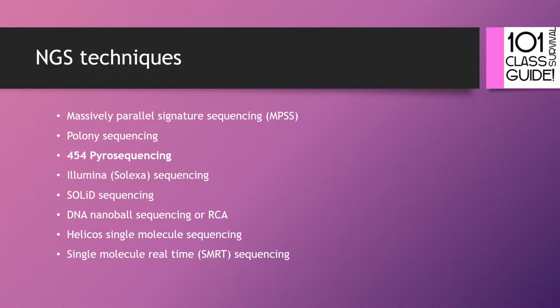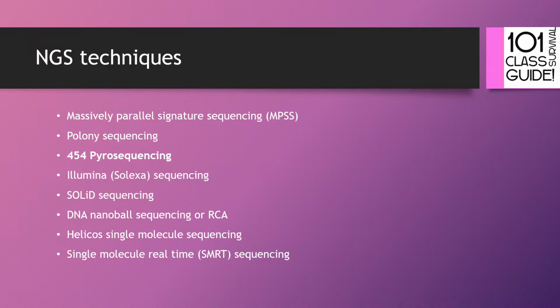454 pyrosequencing will be discussed next. Illumina Solexa will be discussed in the next video. However, it is a sequencing technique used to determine the series of base pairs in DNA, also known as DNA sequencing, using the Illumina dye. SOLiD, or sequencing by oligonucleotide ligation and detection, is an NGS technology that generates hundreds of millions to billions of small sequence reads one at a time.